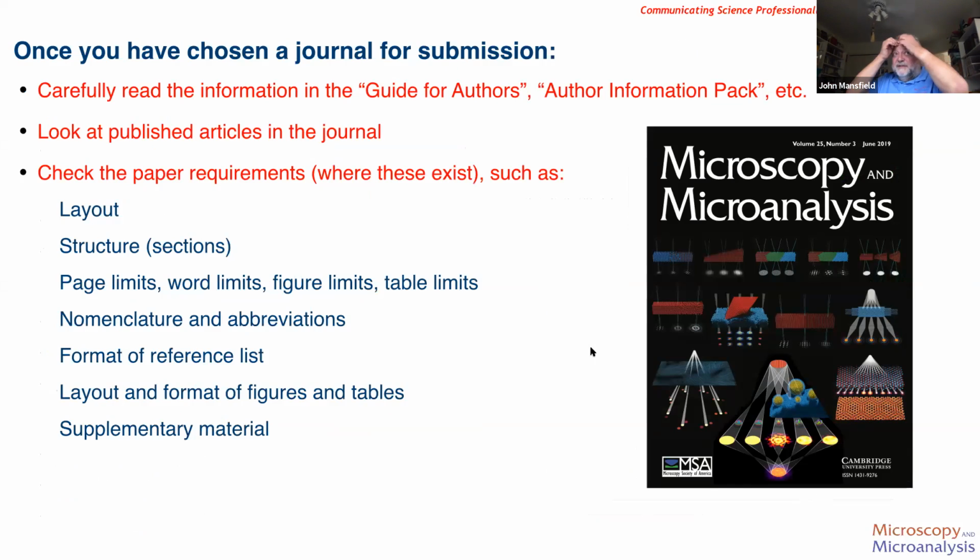So once you've chosen a journal for submission, right, you really need to read the instructions. This is not a case where you can just avoid reading the manual, because this is something that will really tick off the editors and the journal if you don't follow the rules, right? So you need to read the guide for authors or the author information pack or whatever it is, right? And check out all the requirements, whether there's a certain layout, whether there's a page limit, what the rules are about abbreviations, how the references should be formatted, how the figures should be laid out, and so on, and also supplementary material.